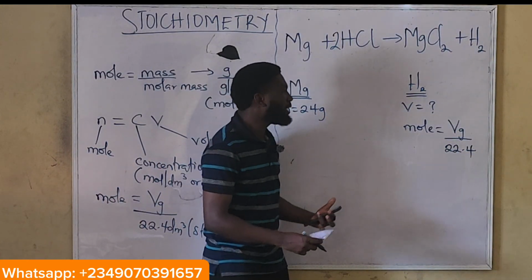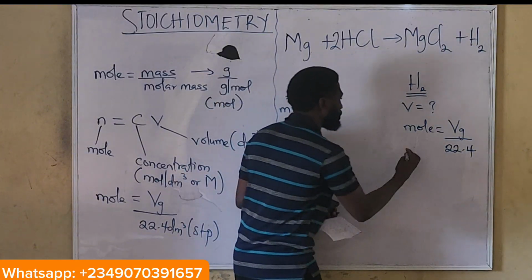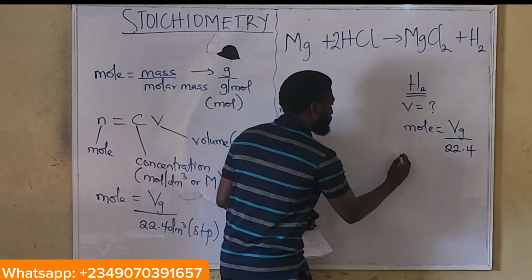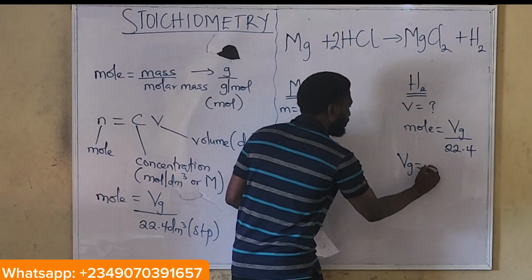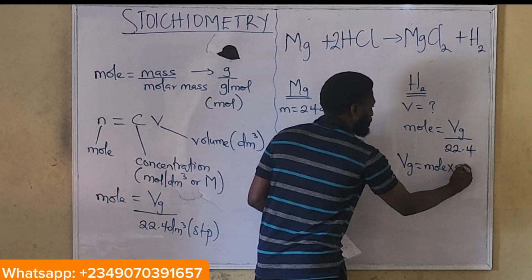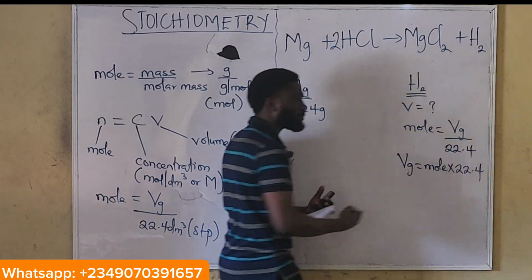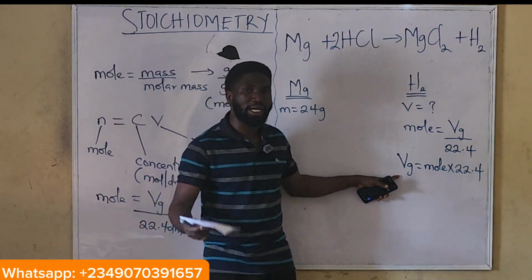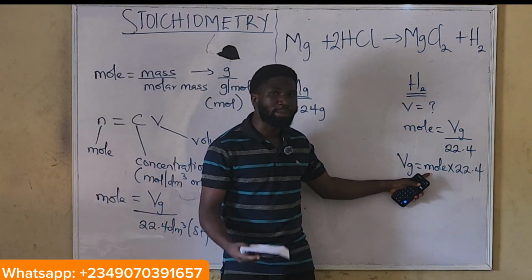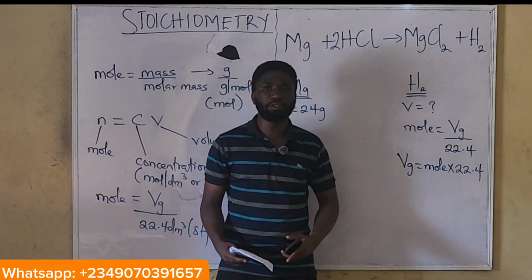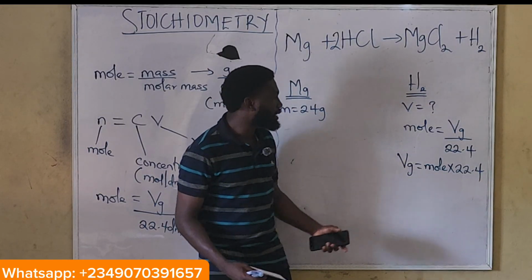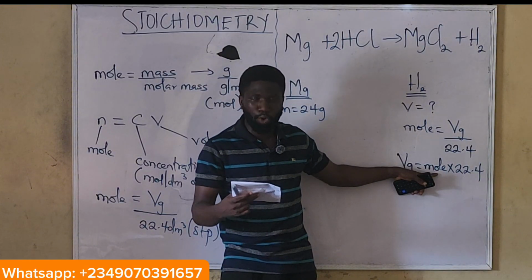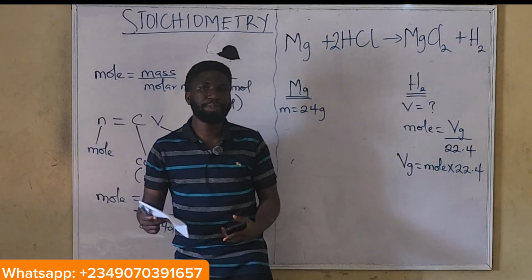So we want to get the volume of the gas. To get it, what are we going to need? Let's make the volume of the gas the subject of the formula. We are going to have volume of gas equals mole multiplied by 22.4 dm³. So, is the mole given to us in the question? No, we do not have the mole. We are not given the mole.